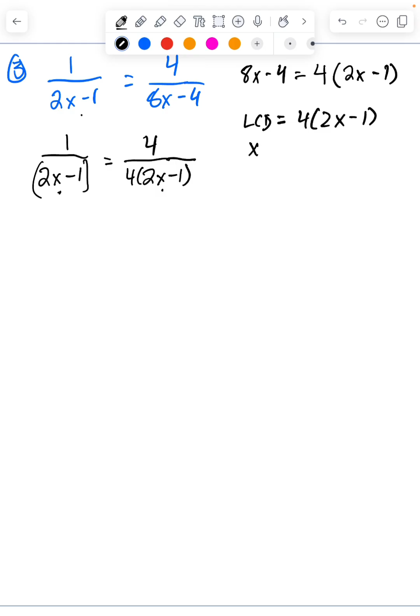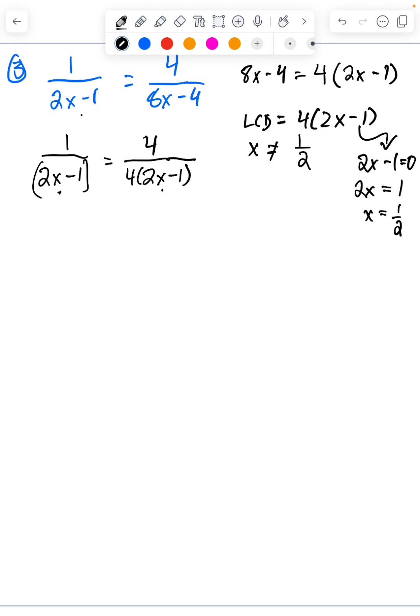And what can x not be? What are the extraneous solutions for x? Let's set 2x minus 1 to 0, solving for x. That's how we find the zeros of the factor. So I'm going to add 1 to both sides: 2x equals 1, x equals 1/2. So x cannot be 1/2. Let's keep that in mind: if that shows up as a solution, we have to reject it.